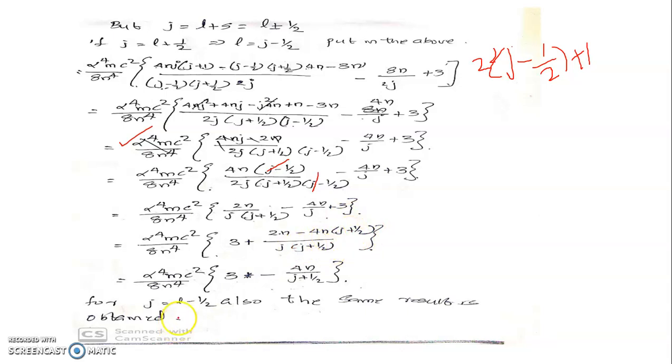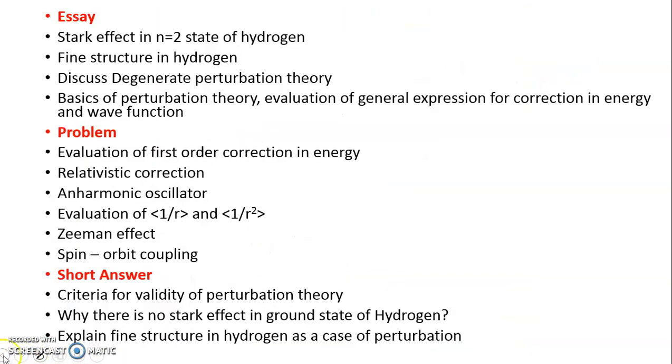Minus 4n into j plus half. That's equal to 3. 2n minus 4nj minus 4n into half is minus 2n. So this term becomes 2n and minus 2n vanishes. Minus 4nj divided by j into j plus half. J vanishes, make it say 4n by j plus half. For j equal to minus half, L minus half also, you will get exactly this result. So this value gives you the fine structure energy as far as hydrogen is concerned.